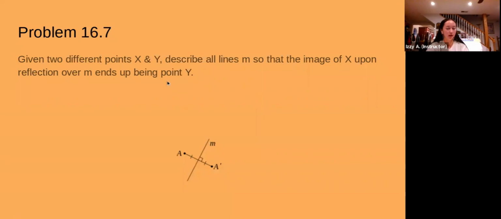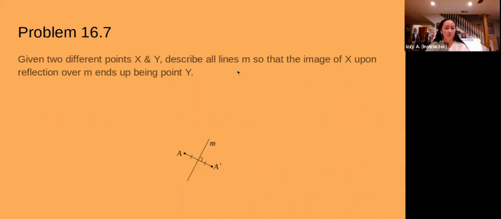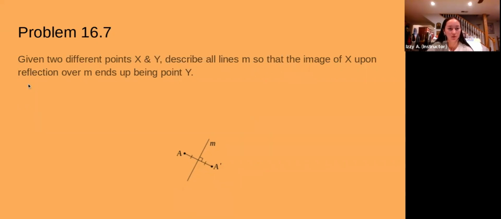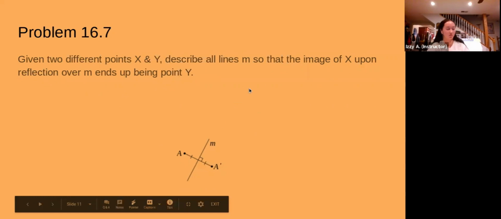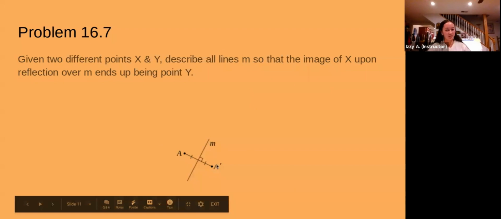So imagine that you have two different points, and then what you would want to do is flip those two points. But in this case, we just have one point, which is point A, but we're still flipping it over. And yeah, so you want to describe all lines M so that the image of X upon reflection over M ends up being point Y. So I think honestly this image actually kind of answers the question. If you imagine that this is point X and this is point Y.